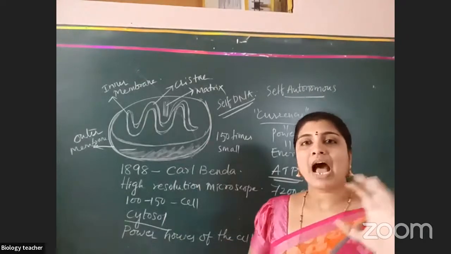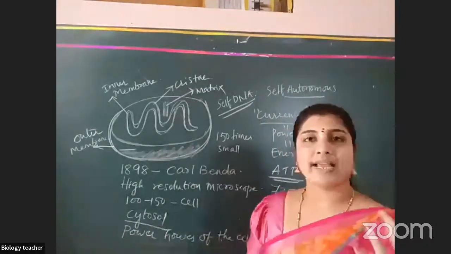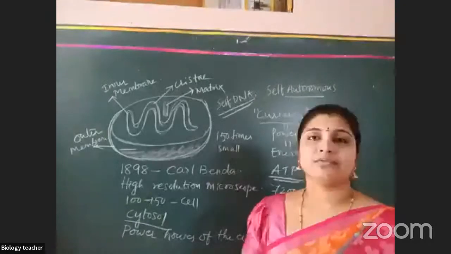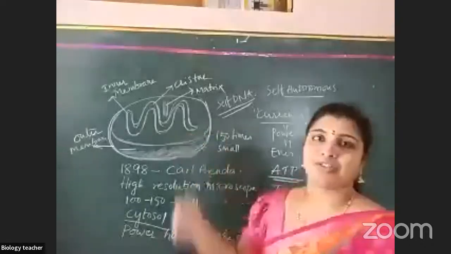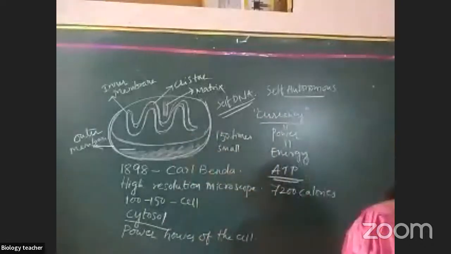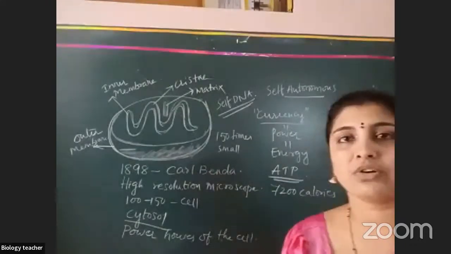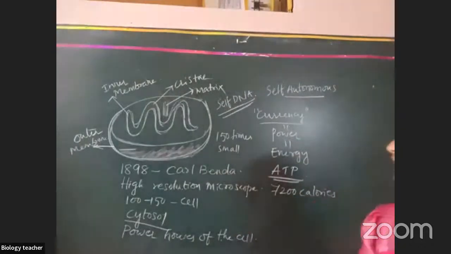So this is another largest cell organelle after the nucleus. Which is the second largest? Mitochondria is the second largest apart from the nucleus. In plants, it is the third, after the chloroplast. How many are present? 100 to 150. They are known as self-autonomous, which means they prepare from themselves only, not from the nucleus or any other place. So please note it down in your notes.